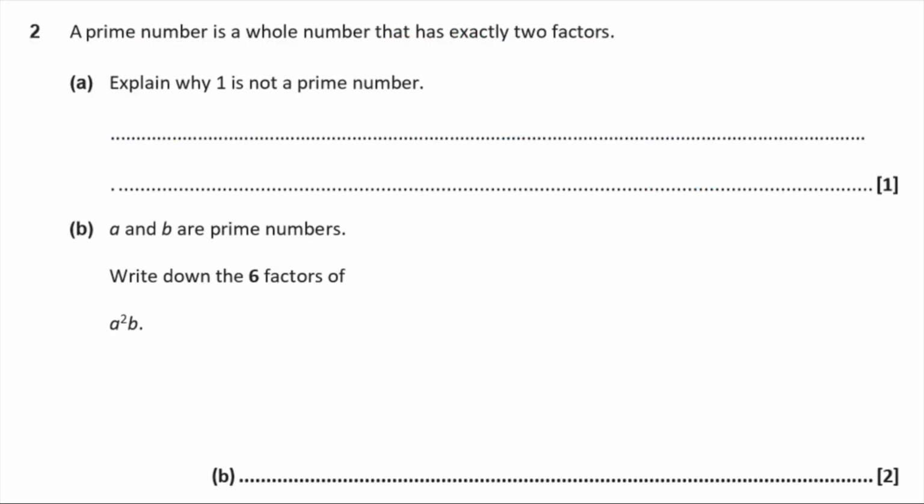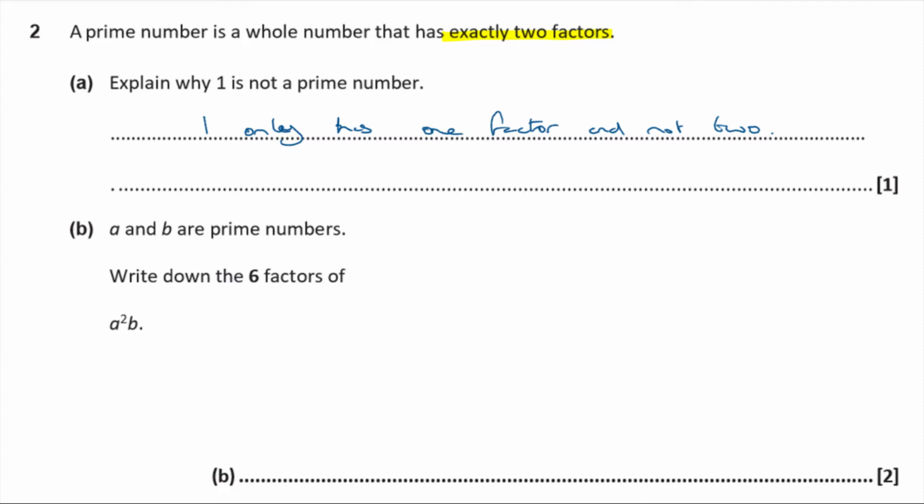Question 2. A prime number is a whole number that has exactly two factors. Question A says, explain why 1 is not a prime number. Well, it comes from the definition, doesn't it? A prime number has exactly two factors. And what are the factors of 1? There's 1. So it doesn't have two factors, so it can't be prime. So 1 only has one factor and not 2. Okay, so it's got one factor and therefore it is not prime.